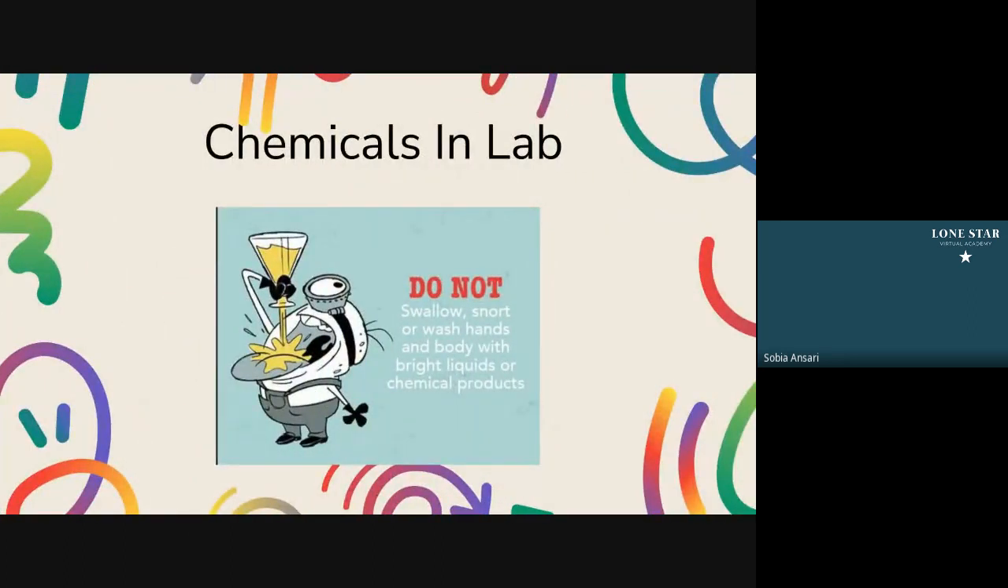Chemicals in a lab. Anytime you're dealing with chemicals, first thing you're going to do is wash your hands. You're going to put on your protective equipment, so your gloves, your apron. You're going to make sure your hair is tied back, your jewelry is either not on or safely secured. Then make sure you don't swallow the chemicals. That one is obvious. Hopefully no one does that.